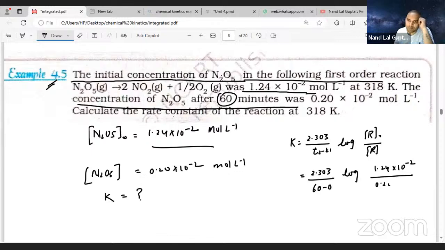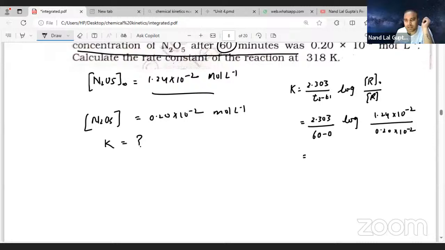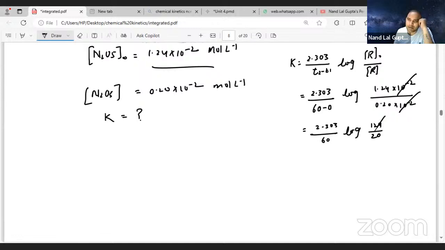So here 2.303 upon 60, the power of ten cancels out. What will be there? 124 upon 20. Again, you can divide this by 2, so 62 upon 10, which means 6.2 will come. Now what we have to do: 2.303 upon 60 log 6.2. The log 6.2 value we have to see in the book.